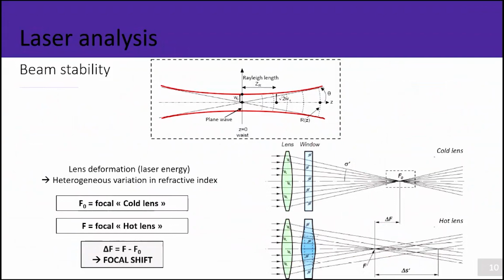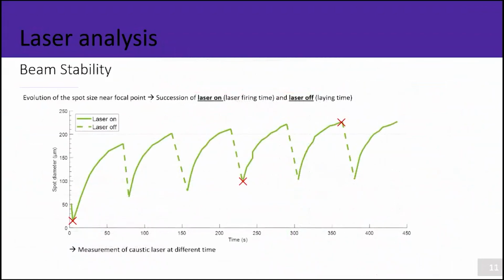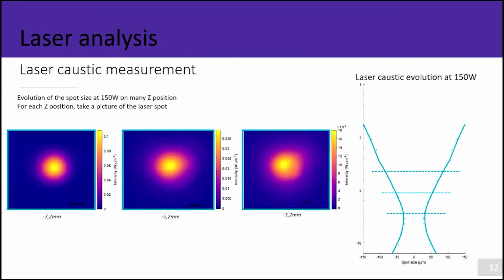lens is hot, you have a shift and it tends to go up, and the difference between the F0 and the F is named the focal shift. So we measure the focal shift here by measuring the caustic of the laser at these three different times called cold, hot layer beginning, and hot layer end. Doing this, we also take pictures of the laser at different Z positions, and we trace the size of the laser beam here.